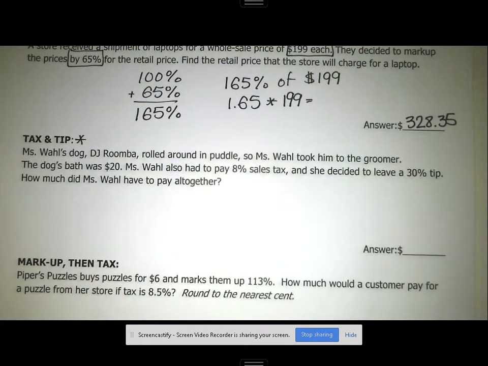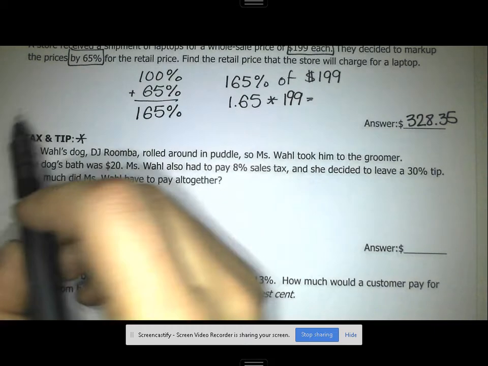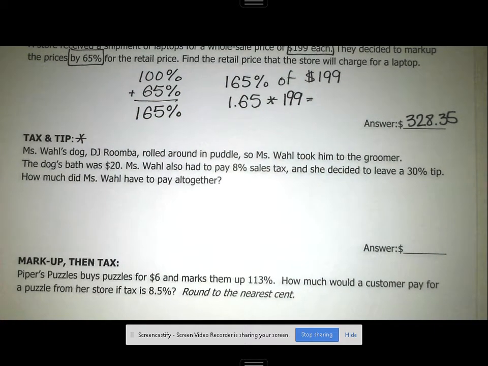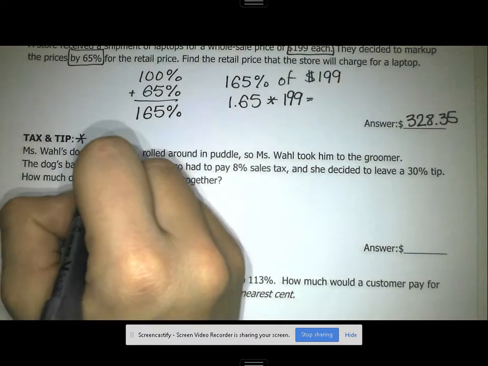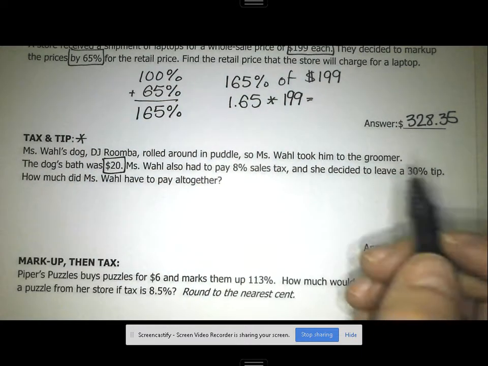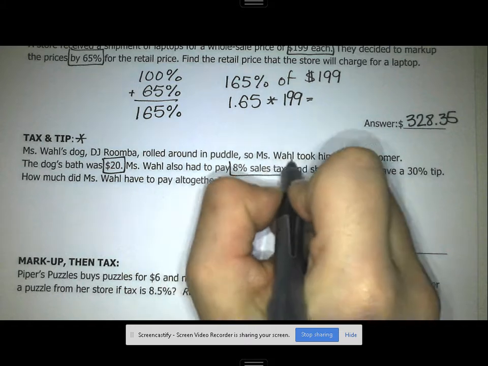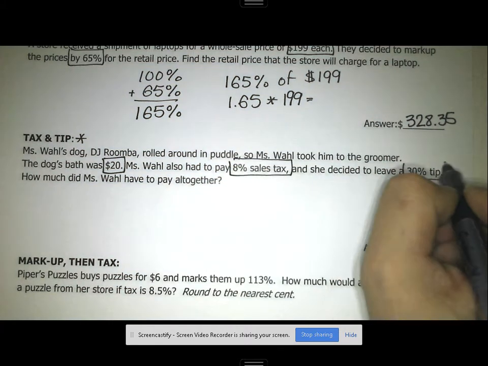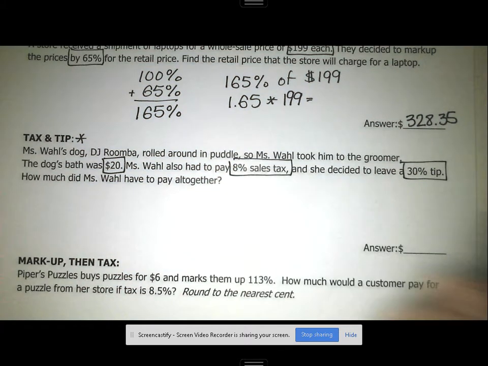Okay, now if there's tax and tip, this is a very special situation. So let's read the problem and then I'll explain why. Miss Wall's dog, DJ Roomba, rolled around in a puddle, so Miss Wall took him to the groomer. The dog's bath was $20. Miss Wall also had to pay an 8% sales tax, and she decided to give a 30% tip. How much did Miss Wall have to pay altogether?